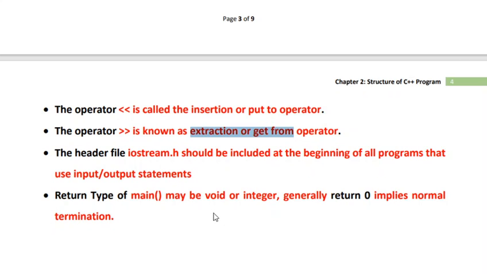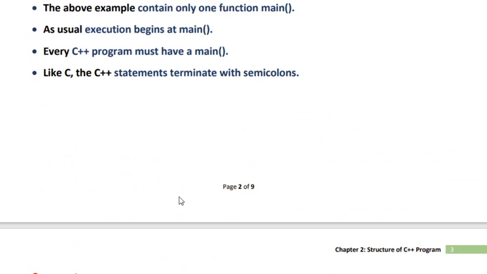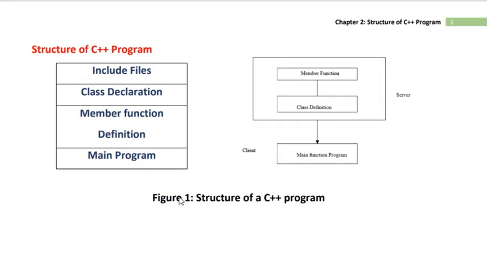Okay, so the main function can return either void or an integer. If it returns an integer, it may return a 0 value or a non-zero value. If it returns a 0 value, it means a normal termination, and if it's a non-zero value, it represents an abnormal termination. So in today's class, we have learned the basic structure of a C++ program. The basic structure has 4 sections.